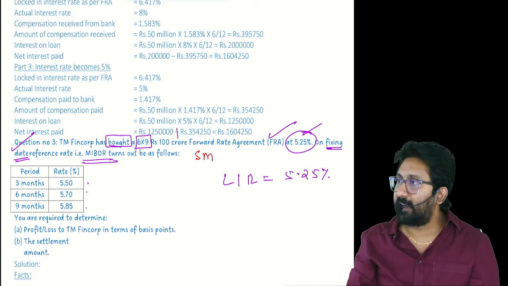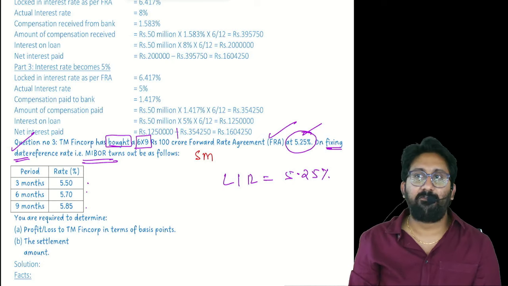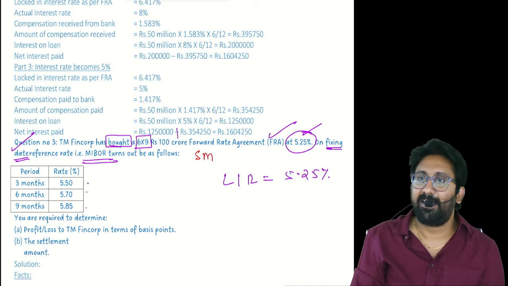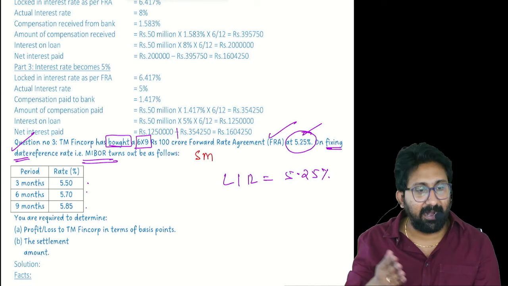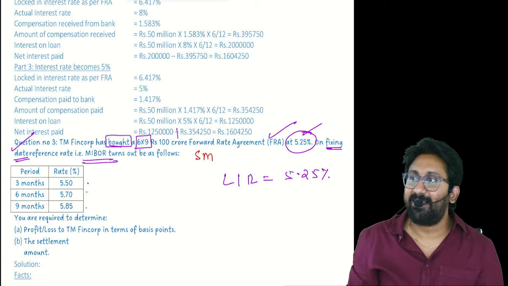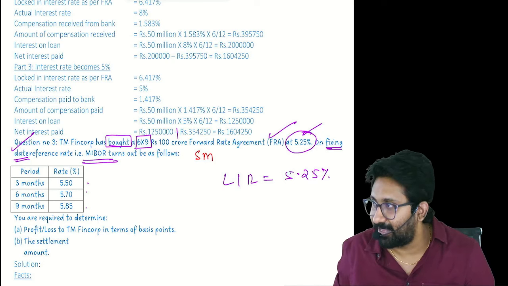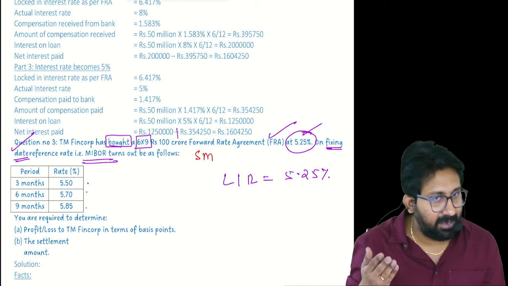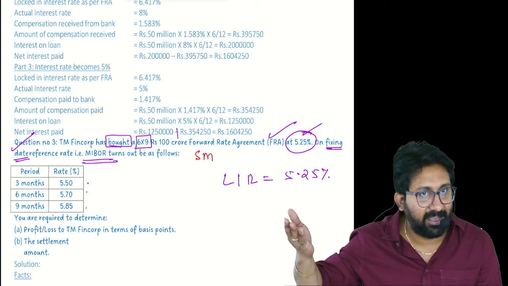5.5. Some are saying 5, some are saying 7. I will ask one thing: first, second, or third? This is correct. Everyone, first or second or third? First.